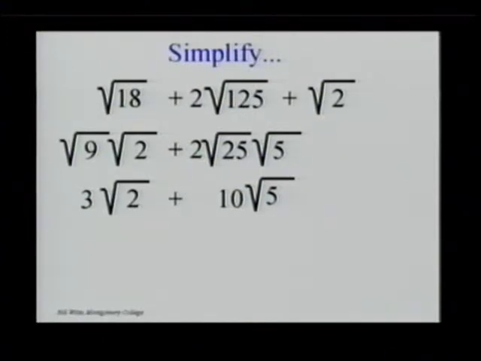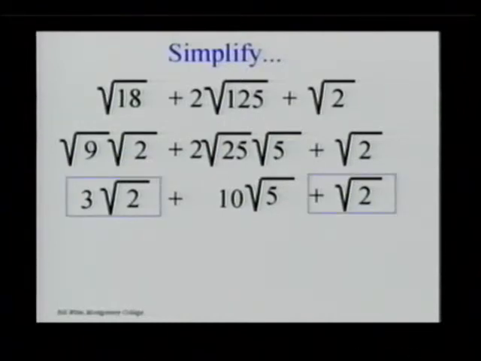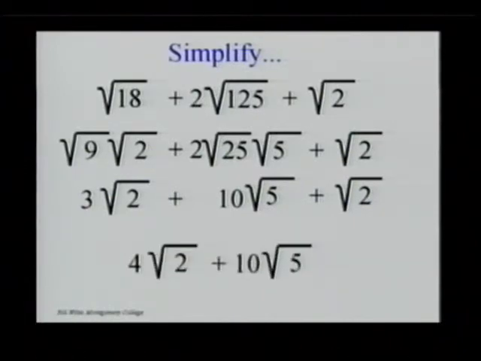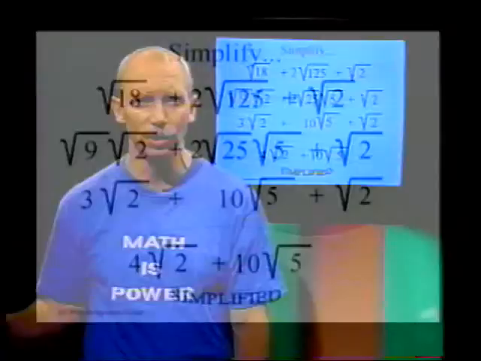Okay? Remember that? Okay, let's bring him down. He's already simplified. Nothing goes into him. So we'll just keep bringing him down. Now all I have left, everything's simplified. I just have to add like radicals. Now these 2 are like. I have 3 of them, and I have what? 1 of them. I don't see the 1, but it's there. So I end up with 4 radical 2's. And the 10 radical 5 has nobody to add with, so I just bring him down. Not so bad. Just a whole lot of simplification, isn't it?